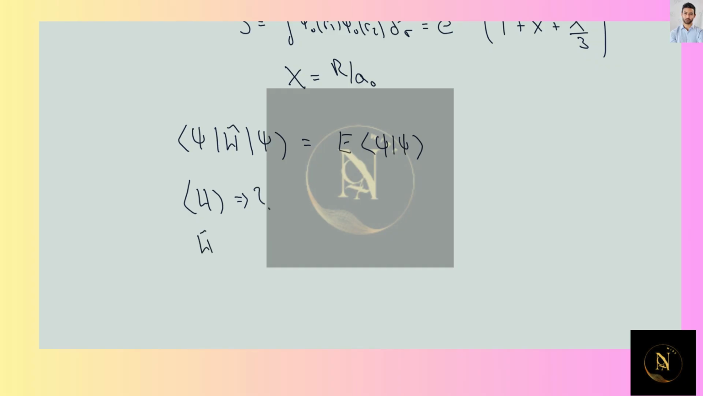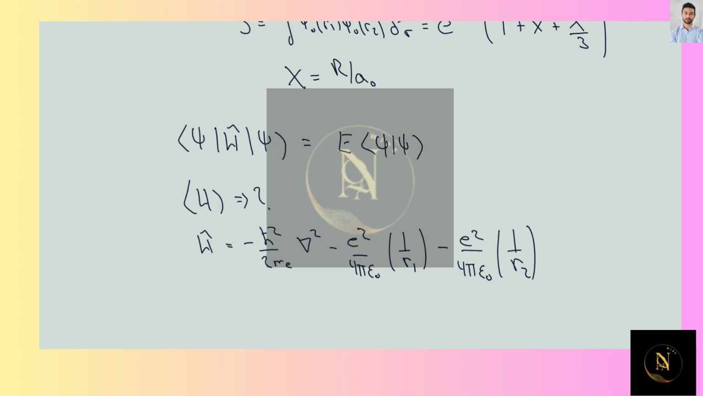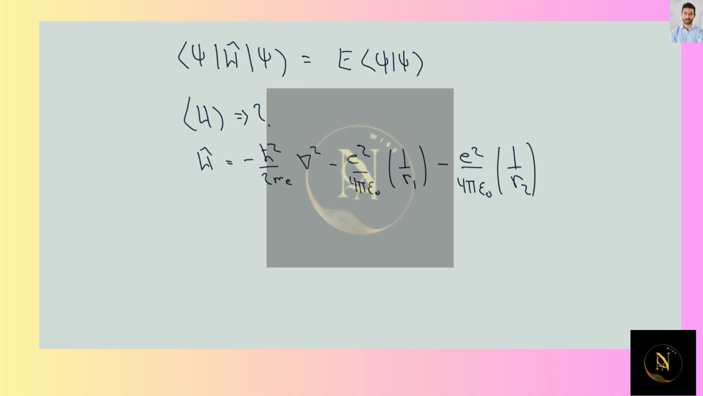The Hamiltonian is going to be equal to minus ħ² over 2 times the mass of the electron, ∇², minus e² over 4πε₀ times 1 over r1, minus the potential corresponding to the second nucleus, e² over 4πε₀ times 1 over r2. The interesting part is that since we're employing wave functions corresponding to the ground state of the hydrogen atom, our result is going to be a function of the ground state energy for a normal hydrogen atom.